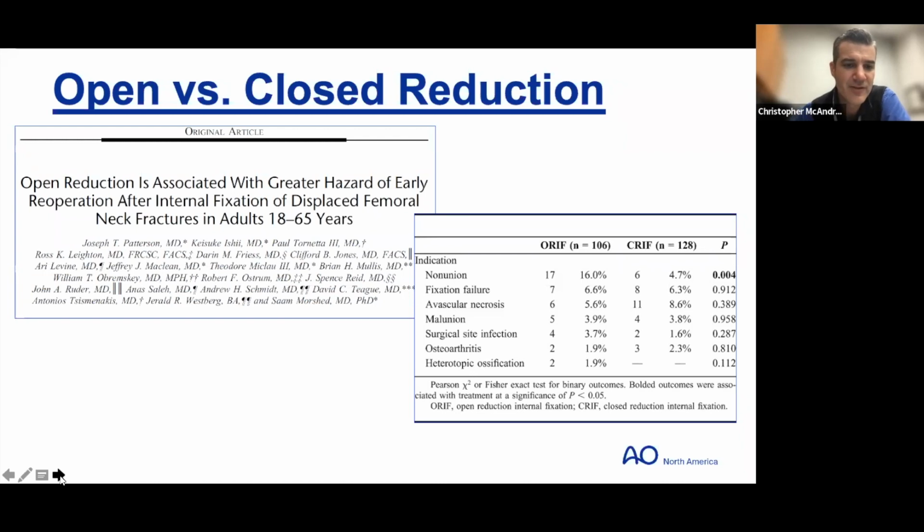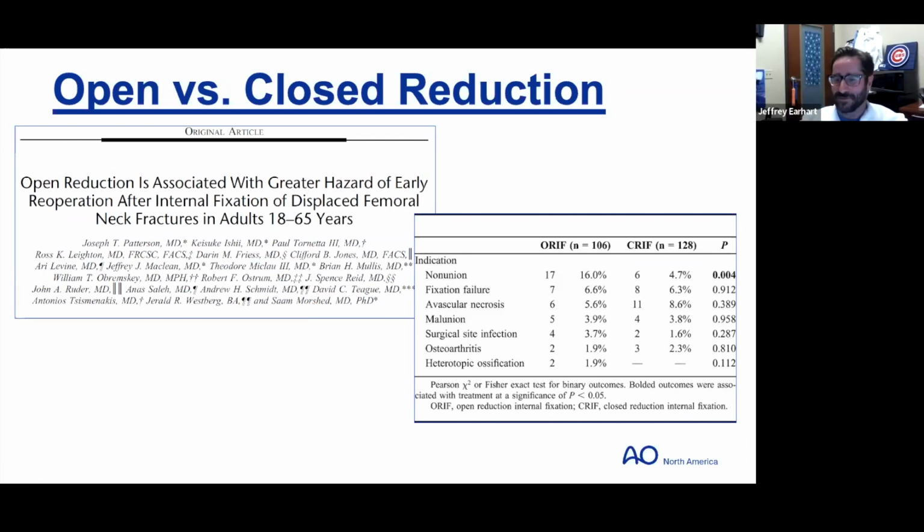This is some of the literature we're talking about from Joe Patterson out at LA now. Pretty troubling non-union numbers, right? What do you guys think? I think it highlights that this is a difficult problem, and it occurs on a spectrum. We can classify morphology, we can study CTs of fracture patterns, but there's a biologic hit in these that we don't completely understand and can't completely stratify. And these patients just don't always do well.